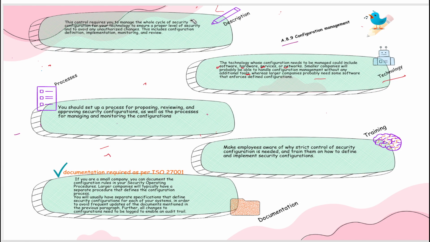Okay. Now coming to this part of the process, what process somebody at organization level needs. So you should set up a process for proposing, reviewing and approving security configuration, as well as processes for managing and monitoring the configuration. So let's understand this, right?